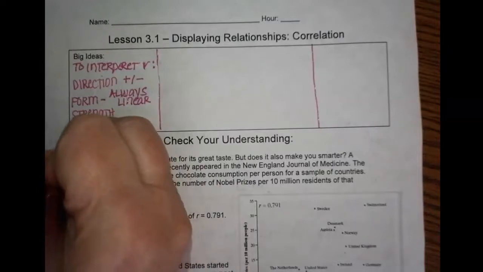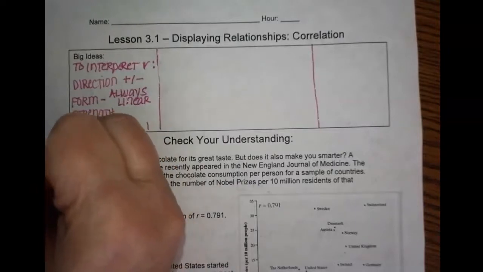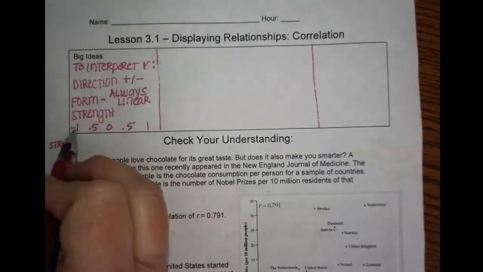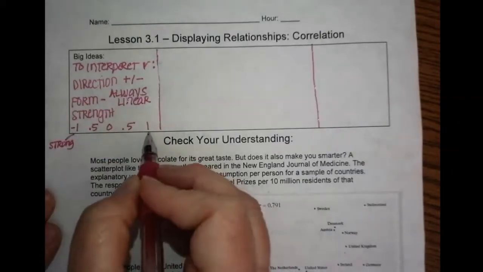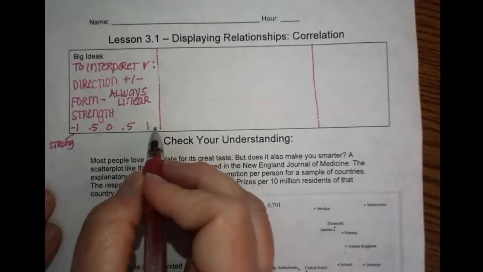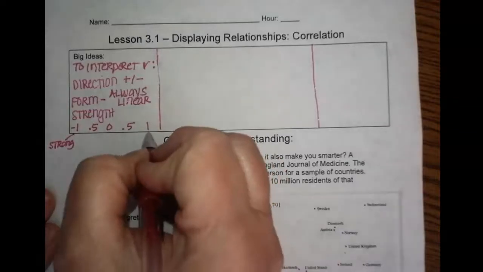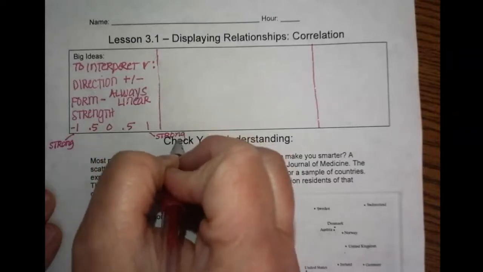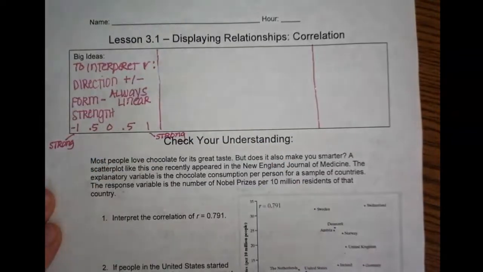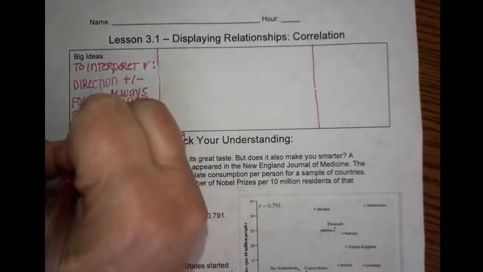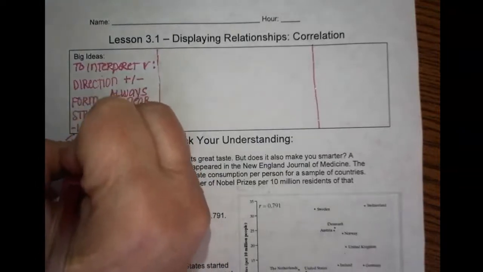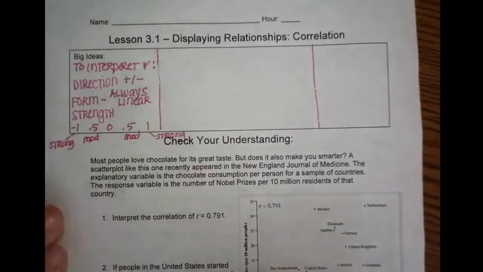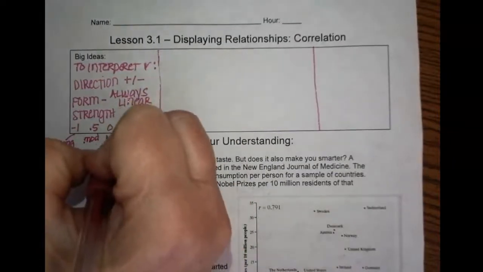Okay, so your -1 would be considered a strong negative. So the negative just tells you it has a negative slope. The positive tells you it has a positive slope for the line. So your positive one then is going to be strong. 0.5 is more of a moderate, on both sides. And 0 is there's really none.